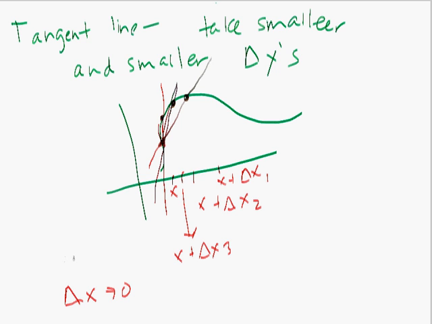So what do I put up here to make this look like calculus? When I say that delta x is going to 0, I am taking the limit as delta x approaches 0 of the slope of each of those secant lines, which look like this.